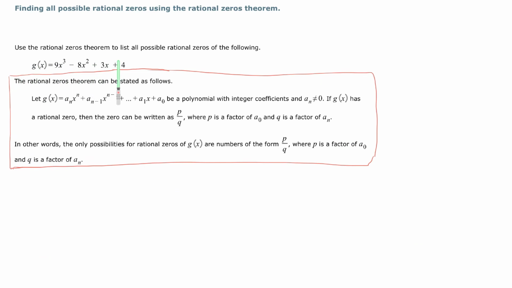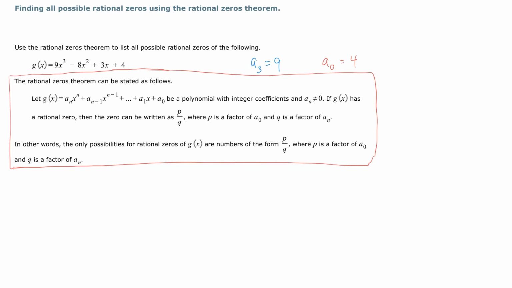Use the rational zeros theorem to list all the possible rational zeros of the following. Here's the rational zeros theorem again, in case you haven't written it down already. We already know that g of x is already in descending order. The highest power is first, and then there's the coefficient 9. So in our example, we have a sub 3 is 9, and a sub 0 is 4.